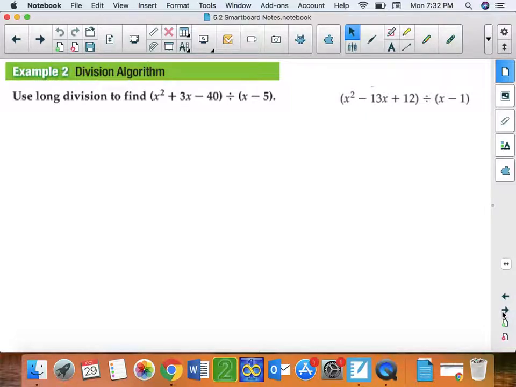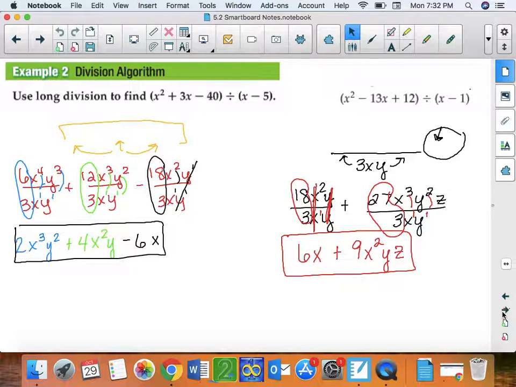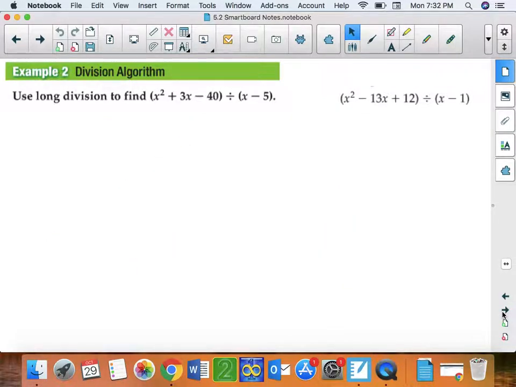So in example 2, we're going to use long division. And so here's how it's going to work. You're going to write the first part inside the box here, and then divided by x minus 5. And so what you're going to do is figure out x times what is going to give me x squared. And so we know x times x is going to give us x squared.